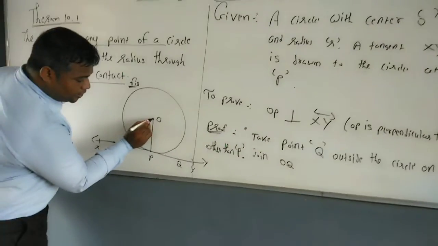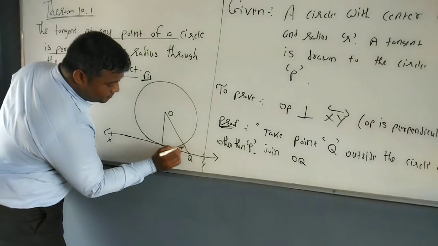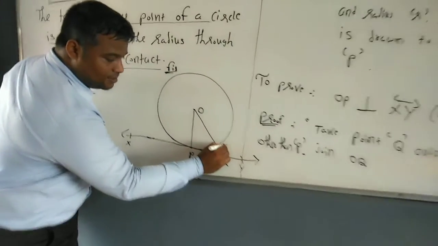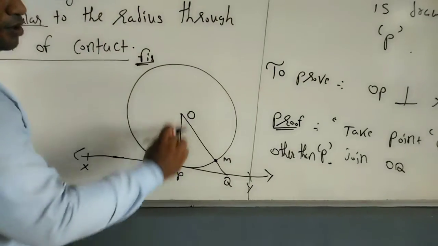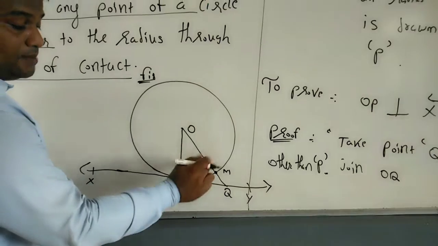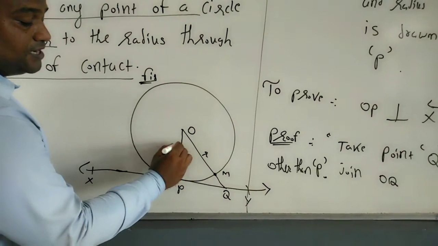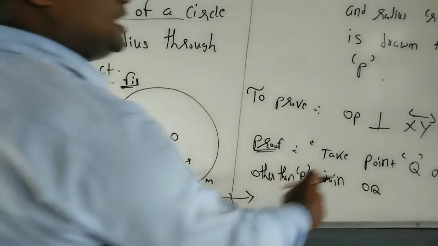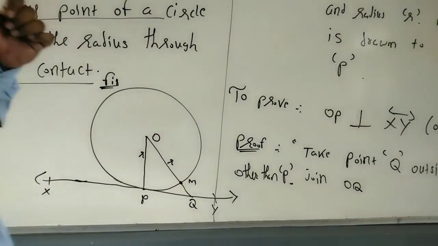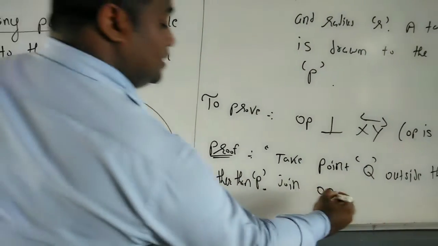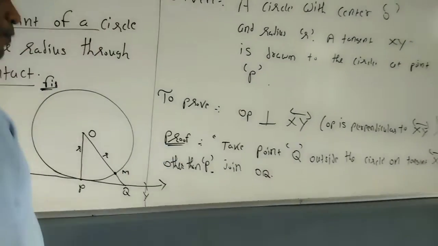Now I am going to join OQ. When it intersects the circle, I give that point the name M. OP is also a radius, and OM is also a radius. They are both radii. Take a point Q outside the circle on the tangent XY other than P. Join OQ.